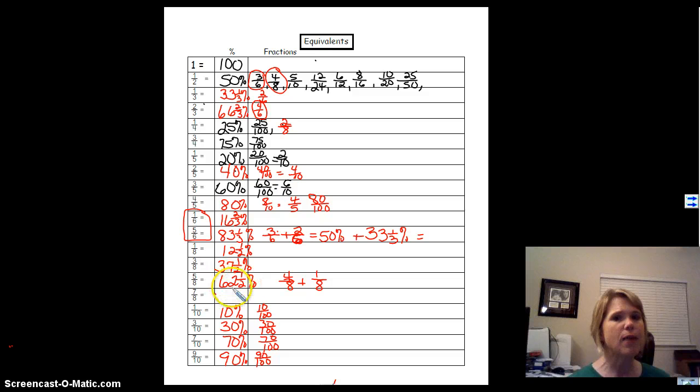12.5%. Together make 62.5%. Okay? And what about 7/8? Well, there's lots of ways. Oh, wait a minute. We forgot 6/8, didn't we? Where's 6/8? We didn't write it down. Let's do it. 6/8 is the same as 3/4. Let's take a look at why.